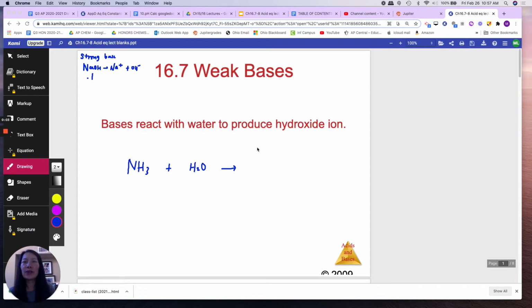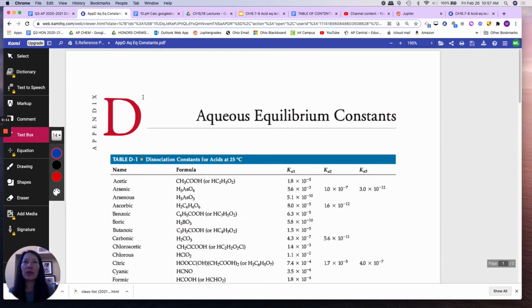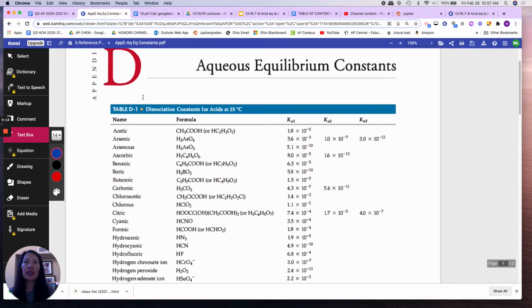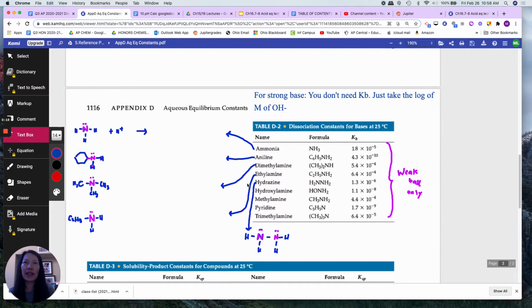So let's do the pH. Let's find the pH for weak bases. First, let's look at our Appendix D so we can see what those equilibrium constants are. So first, here are the Kas for the acids, and here are the Kbs on the next page. So I'm going to write all over this.